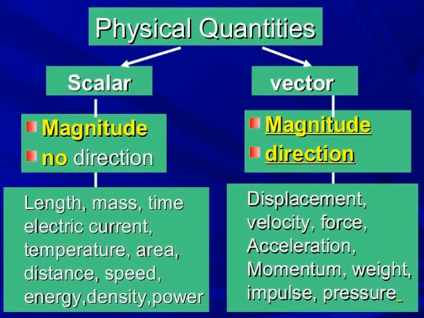Now the next type is vector quantities. Those quantities which have magnitude as well as direction, magnitude and direction, those quantities are known as vector quantities. There are some examples, just like displacement, velocity, force, acceleration, momentum, weight, impulse, and pressure, etc. So we will discuss all these because these are new for the students. Step by step they will understand all these terms. They don't need to be confused at this time. So what is momentum and pressure, etc.? You will study all these terms in the next few chapters.